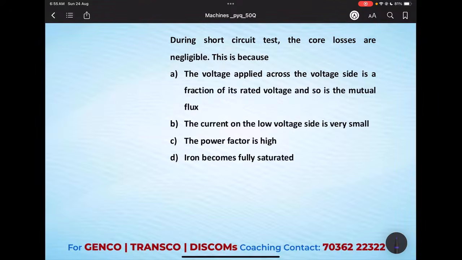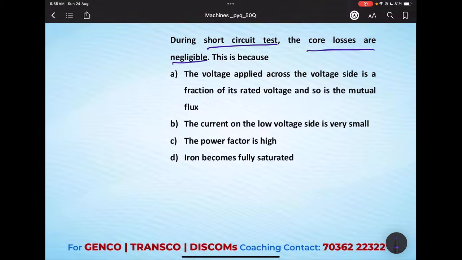Okay, let's move on to the next question. The question is about the short circuit test: during the short circuit test the core losses are negligible. This is because, just see the question. The concept is about the short circuit test. What they are asking is why core losses are negligible.